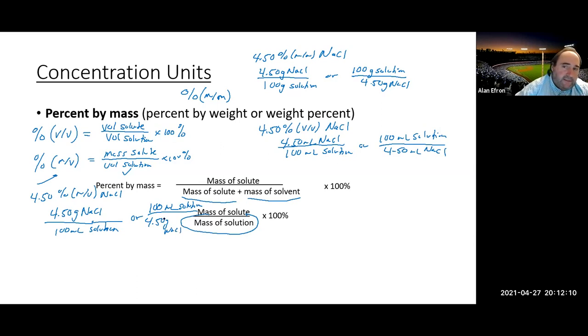So again, sometimes it's useful to convert these into conversion factors and do a dimensional analysis problem. You could also just plug and chug into the formula and solve for it. It does come out really the same. Any questions on that there? So let's take a look at one then.